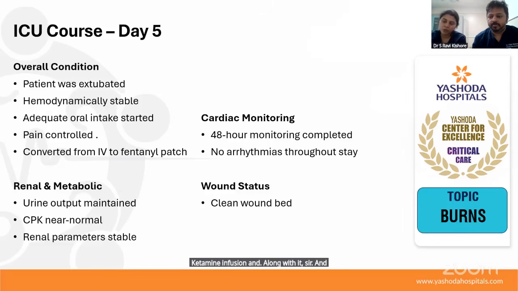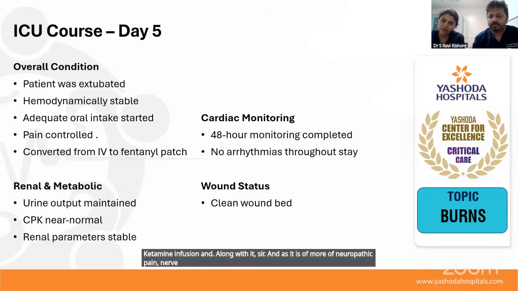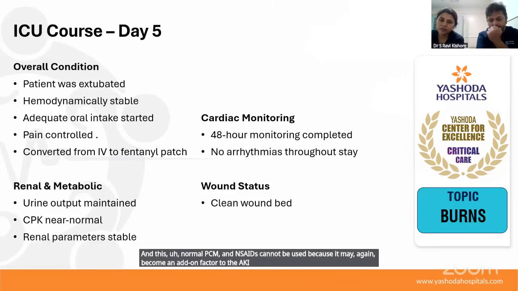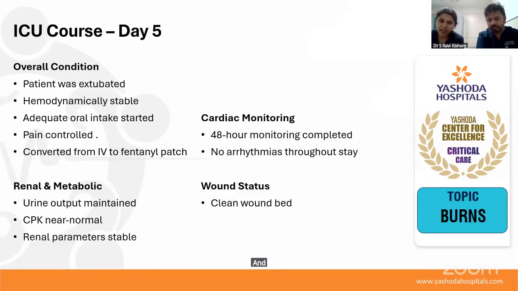And as it is more of neuropathic pain, nerve ending fibers are being affected. The patient complains of immense pain, which cannot be treated with normal PCM, and NSAIDs cannot be used because they may again become an add-on factor to the AKI. So we would go with opioid. Along with the opioid, multimodal analgesia, like adding ketamine, benzodiazepines and even gabapentin, we would add for such cases.